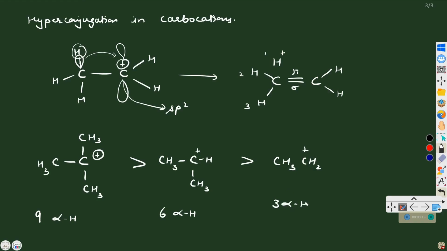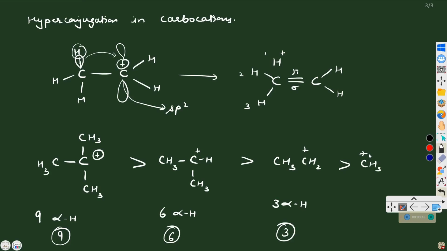So the corresponding number of hyperconjugating structures will be 3 in this case, 6 in this case, and 9 in this case. So this is the stability order. The tertiary butyl carbocation is more stable than isopropyl and then ethyl. Methyl will be the least. It will not show any hyperconjugating structure.